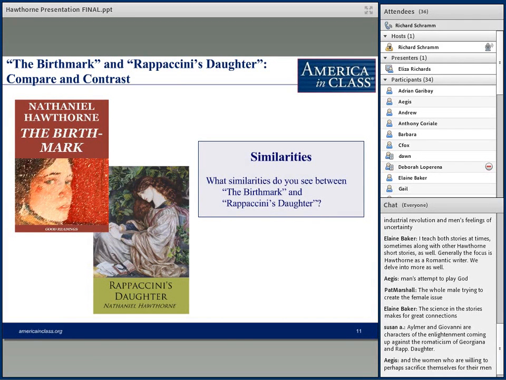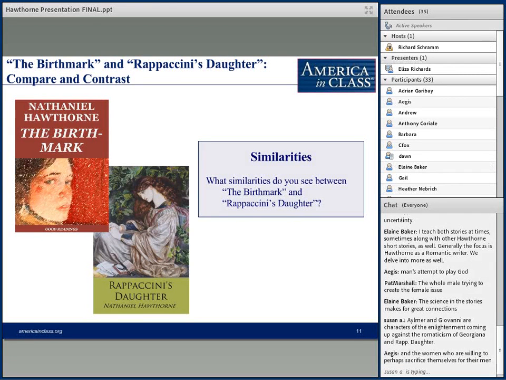Aylmer and Giovanni are characters of the Enlightenment coming up against the romanticism of Georgiana and Rappaccini's daughter, and the women who are willing to perhaps sacrifice themselves for their men. Yes, definite similarities. Well, why don't we move on to our next slide?